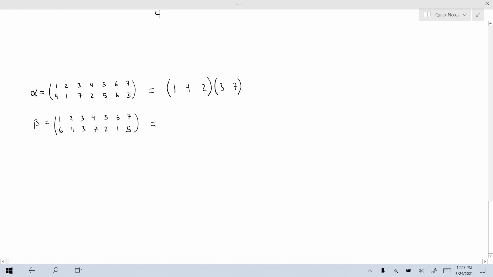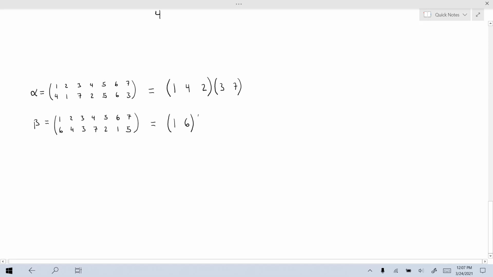Let's just do the same thing for beta real quickly. So take any integer from 1 to 7. Again, I'll just start with 1. So beta maps 1 to 6. It maps 6 to 1. So I'll close the cycle since 6 maps back to 1.